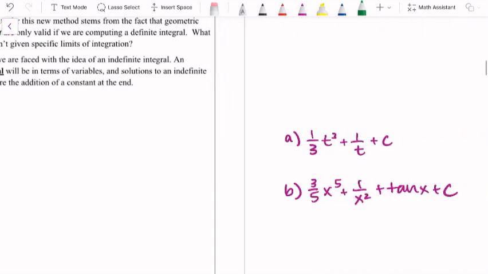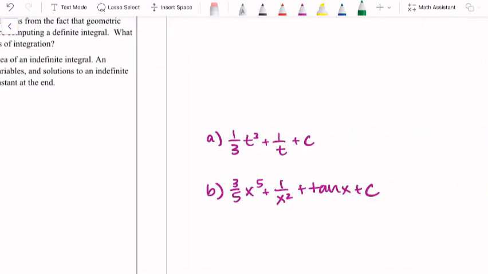Here are our answers. So for a, our indefinite integral, our antiderivative should be 1/3 t cubed plus 1 over t plus c. And for b, we should have 3/5 x to the 5th plus 1 over x squared plus tangent x plus c. I'm not going to go through and show the process for doing it, so if you have questions, make sure that you ask me in class next time you see me.